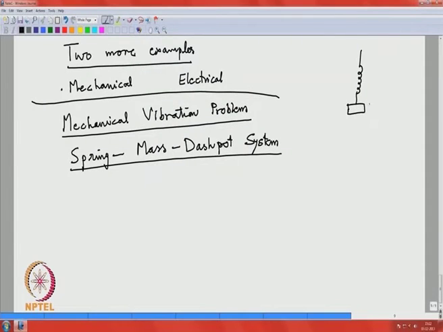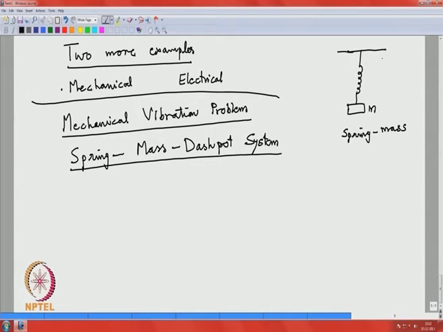You have a spring, a natural spring, attached with a mass here. So, you have a mass M and you have a spring. This is called the spring mass system. How does it work?